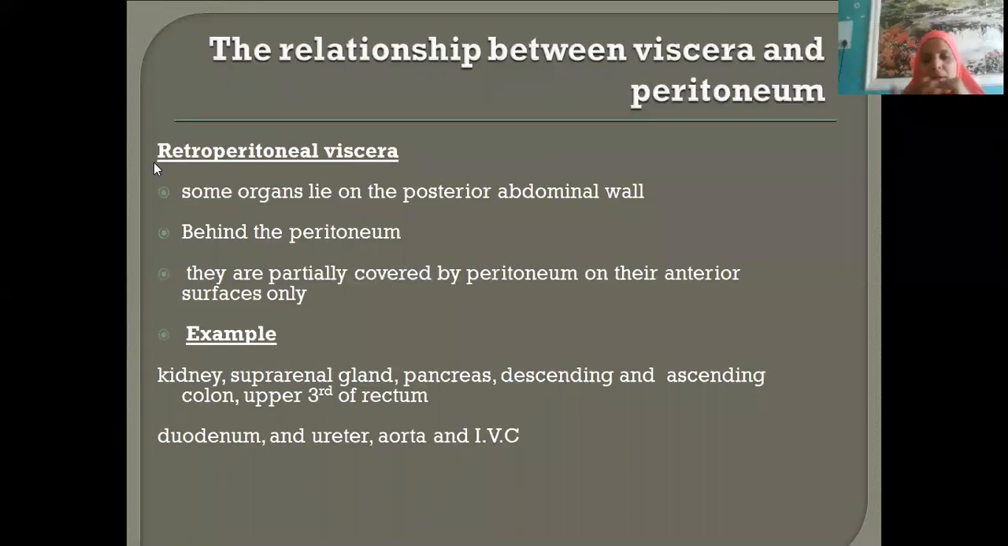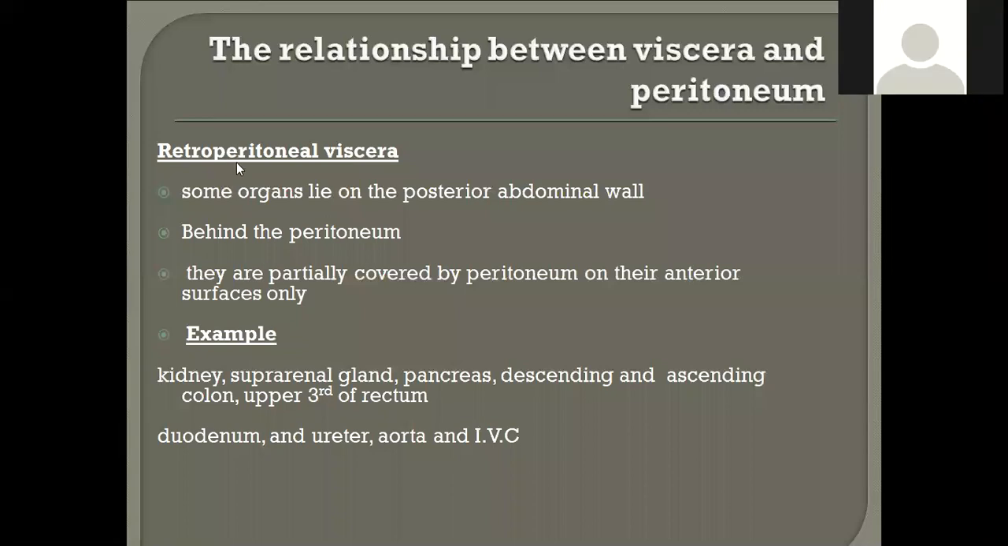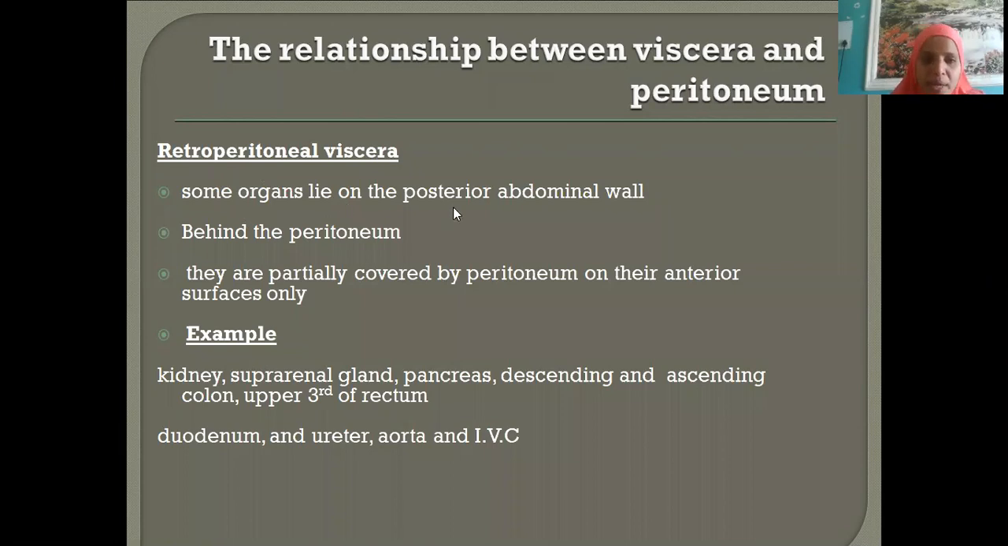Retro means behind. That means peritoneum is present in front and the visceral organ is present behind. Suppose this is the kidney and the peritoneum is covering the kidney from the anterior aspect, then you use the word retroperitoneal. Retro means behind the peritoneum. Some organs lie on the posterior abdominal wall behind the peritoneum. They are only covered by the peritoneum on the anterior surface. You call it retroperitoneal.